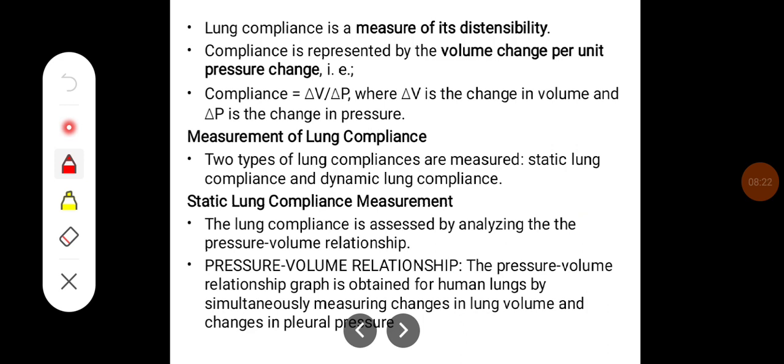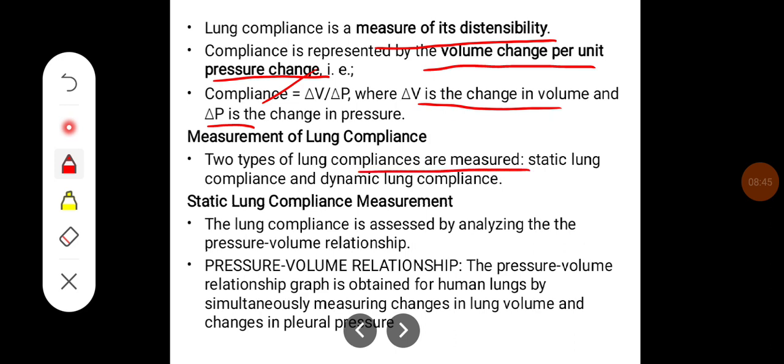Lung compliance, as I told, is a measure of its distensibility. Compliance is represented by the volume change per unit pressure change. That is, compliance is equal to delta V divided by delta P, where delta V is the change in the volume and delta P is the change in the pressure. Measurement: two types of lung compliances are measured, static lung compliance and dynamic lung compliance.